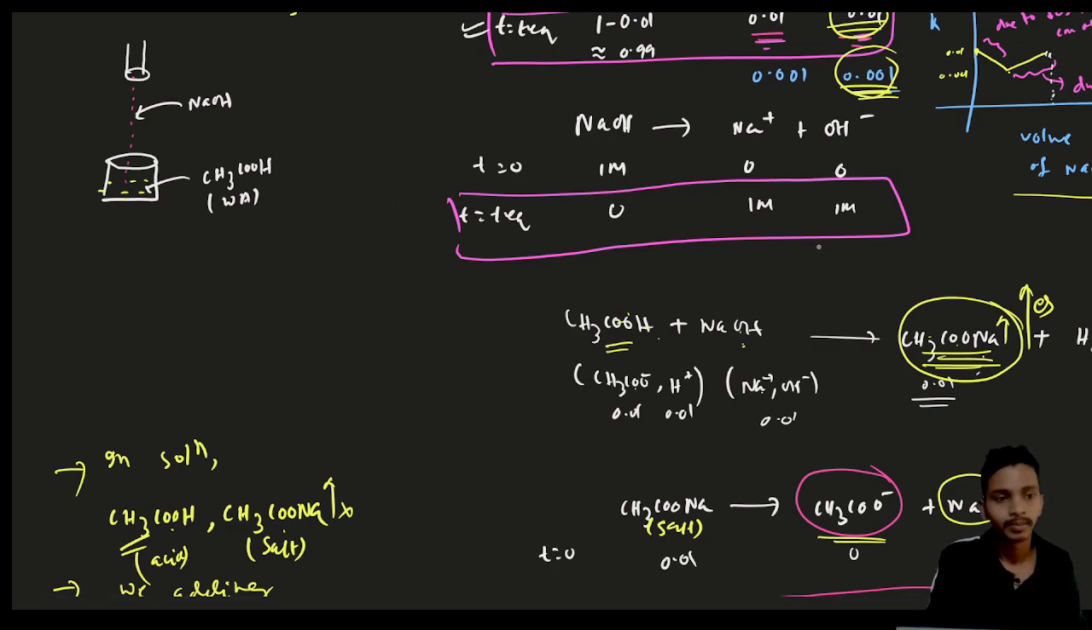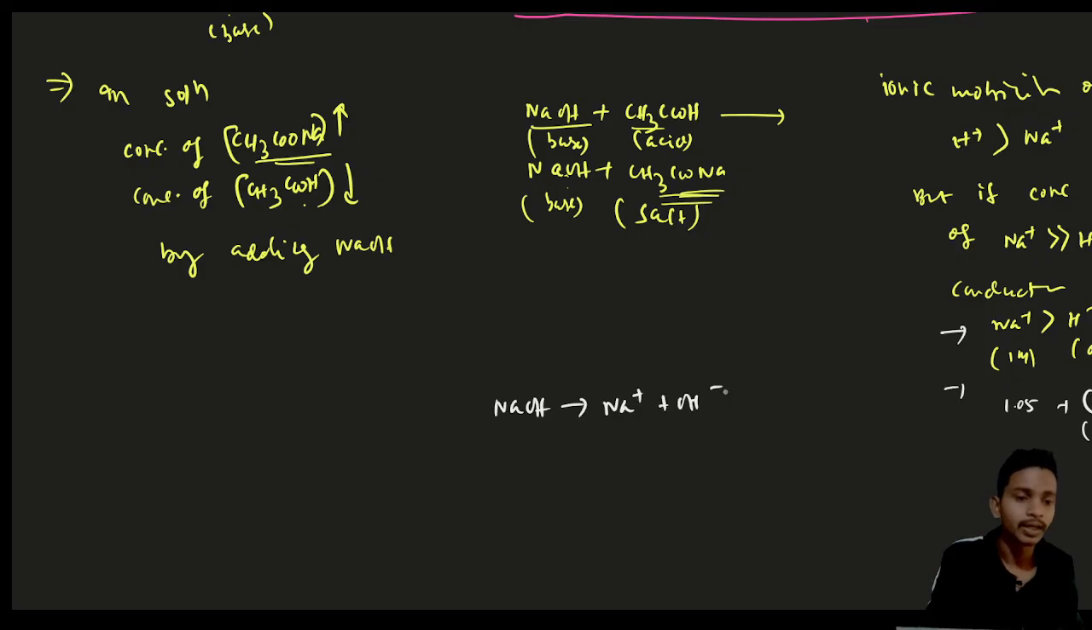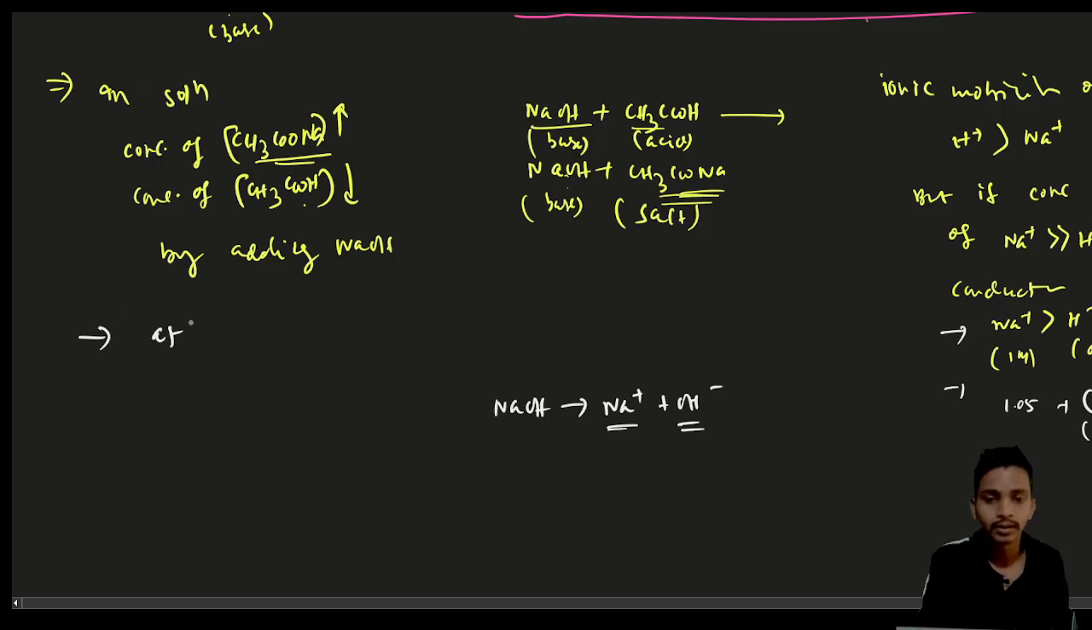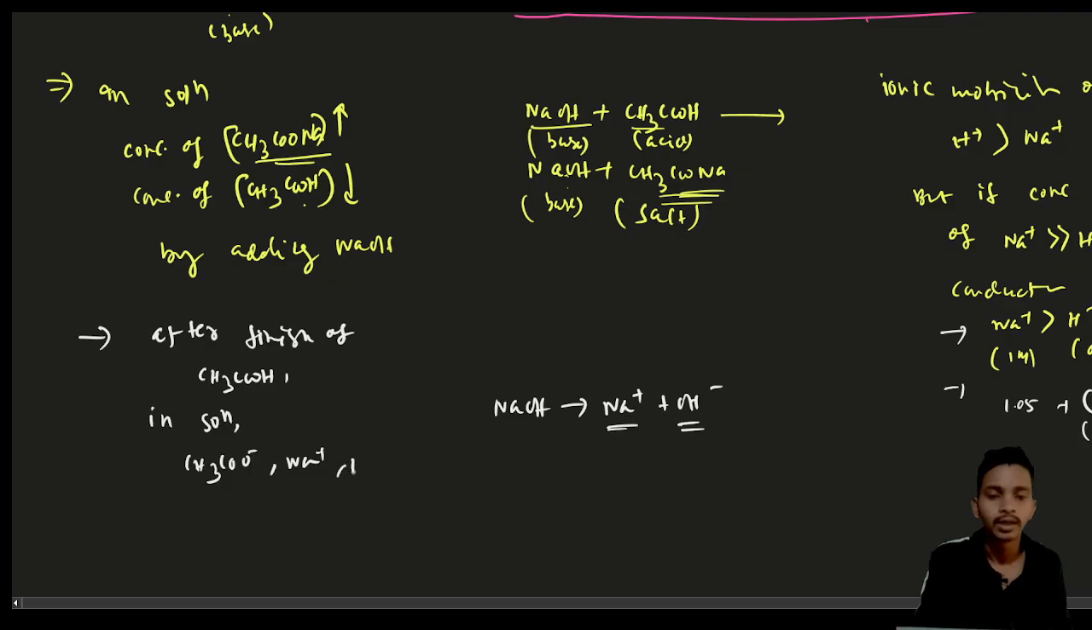Okay, after that what happened? We are adding more and more NaOH, which completely dissociates into Na plus and OH minus, and in the solution Na plus and OH minus are coming. Now, after the acid CH3COOH is finished, what is there in the solution? In the solution CH3COO minus is there, Na plus is there, and water is there, and you are adding more and more NaOH.